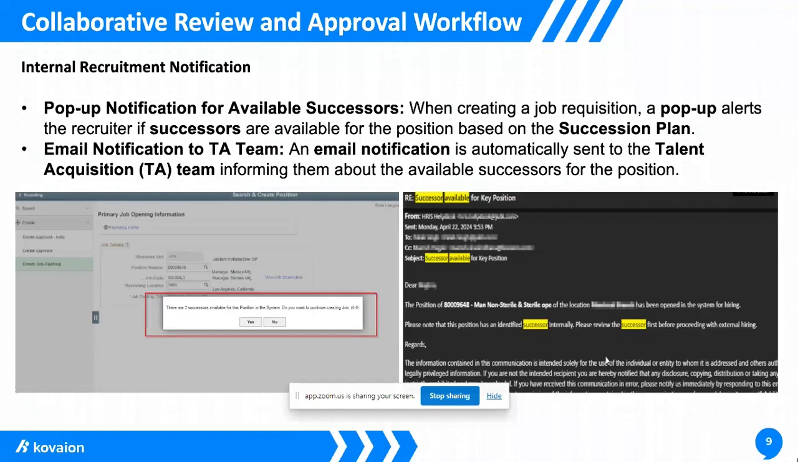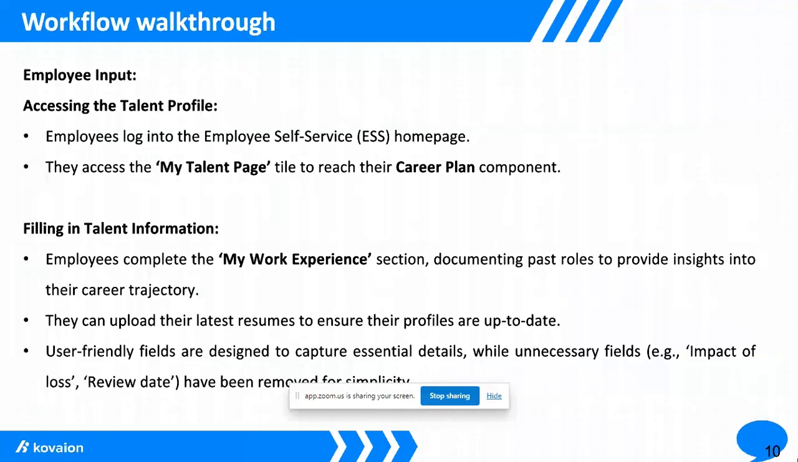Okay, so that's about the collaborative review and approval workflow. So I'll take you to the workflow walkthrough now. As an employee, when I log in, I'll be displayed a tile in the employee self-service page. When I click on the tile, I'll be accessing the talent profile.